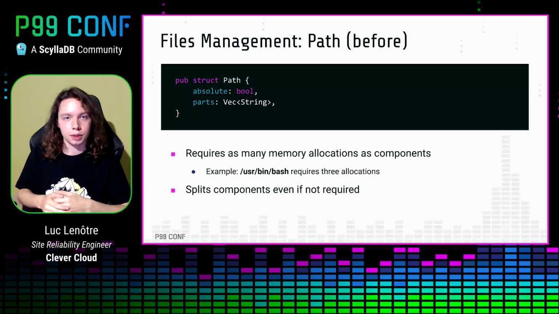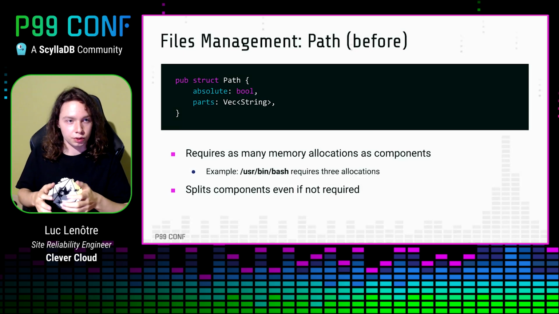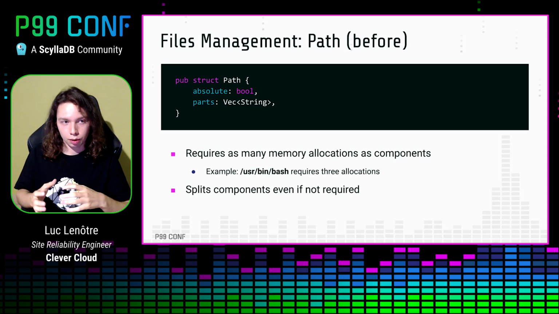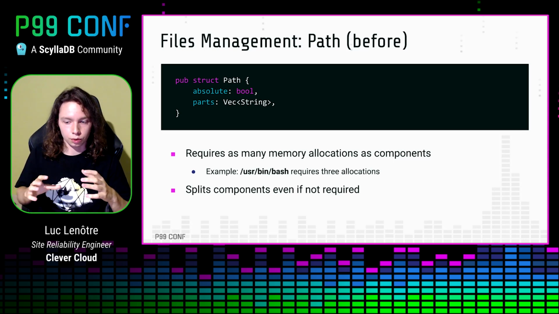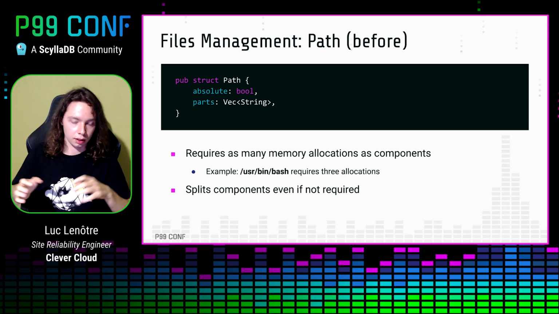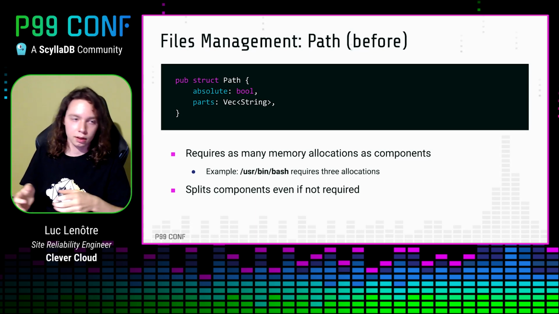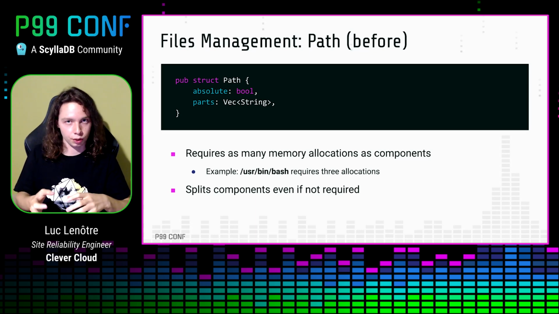Next, I decided to optimize path management. So this structure is representing a path to a file. It has a few problems. The first is that when you are building this structure, you need to directly split the path into components. Splitting might not be required for everything you might be doing with the path, so it represents useless memory allocations. But also, each component requires its own allocation, which is pretty inefficient regarding the usage of memory.